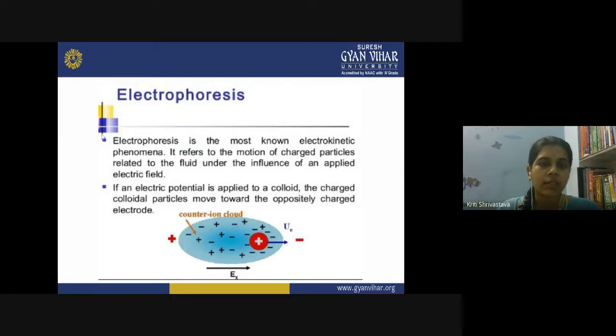So electrophoresis is a very important electrokinetic phenomenon, and it refers to the motion of charged particles relative to the fluid under the influence of an applied electric field. The charged particles means our colloidal particles, they have charge on their surface, so they will move. My dispersion medium does not have any charge, so it will not move, only the colloidal particles will move.